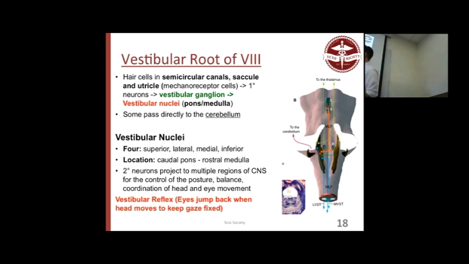The location for the vestibular nuclei, there are 4 of them: superior, lateral, medial, inferior. You don't have to know what they do, just know that there are 4. Secondary, we already talked about it. It goes to multiple ears to the CNS. And the one we're talking about later on, especially, is the vestibular reflex.